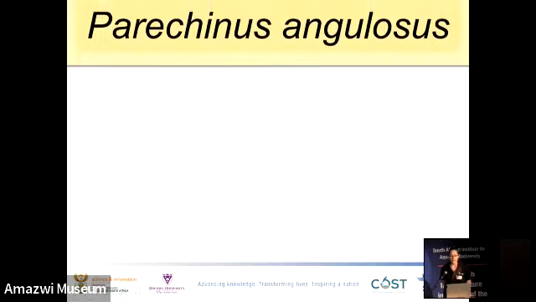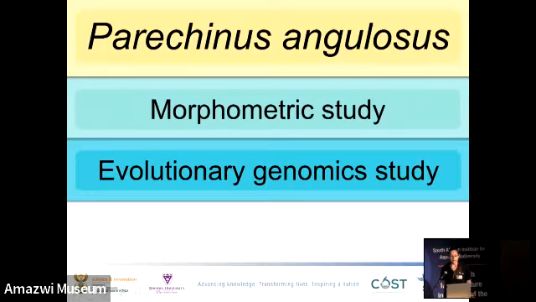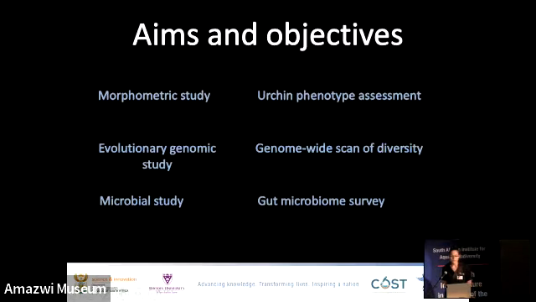To understand sea urchin health, I use the findings from three different approaches. First, a morphometric study, second, a genomic study, and third, a gut microbial analysis. I did it focusing on this urchin, which is the Cape sea urchin, Parechinus angulosus, as I think I have said twice now, a cosmopolitan South African species.